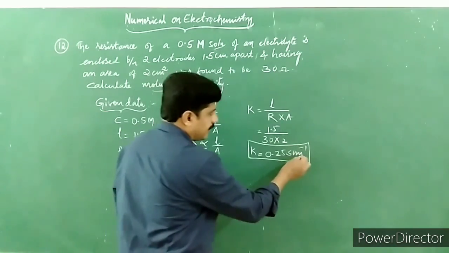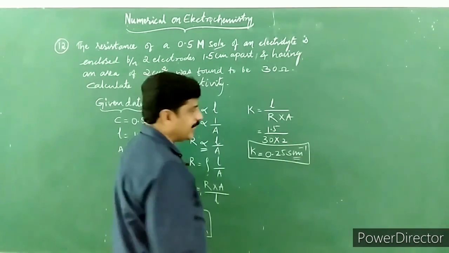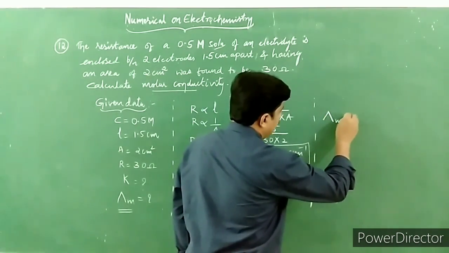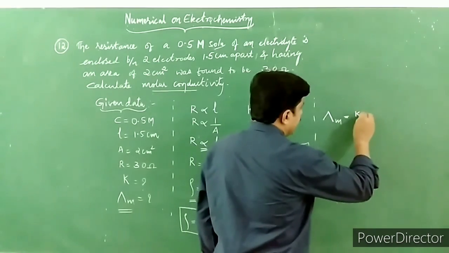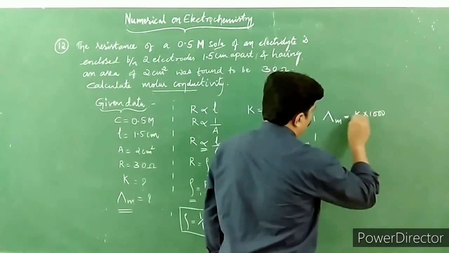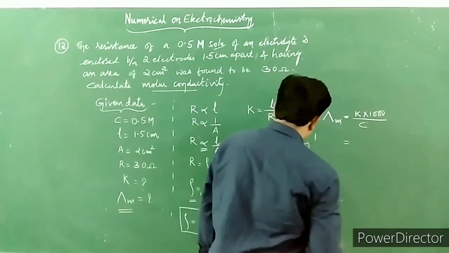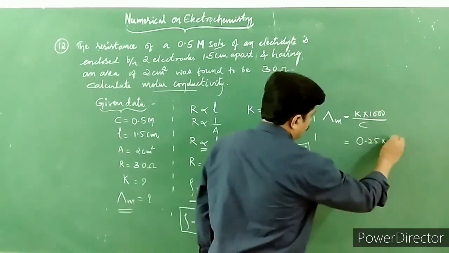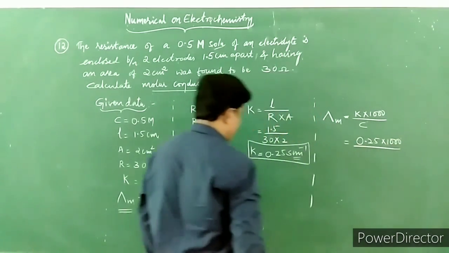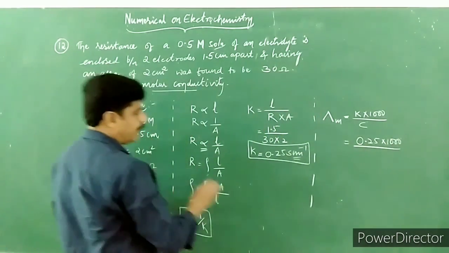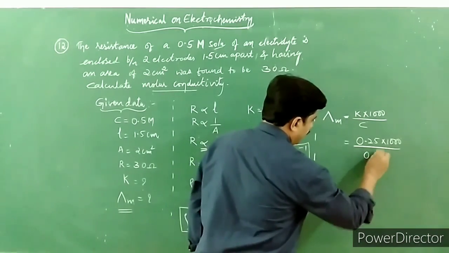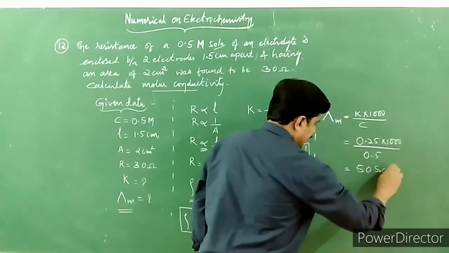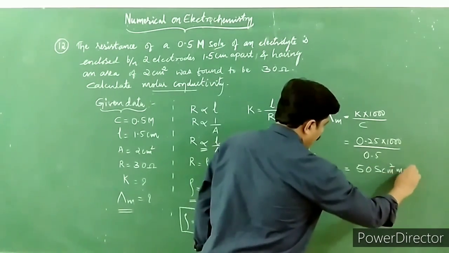Look at here, in the expression we have centimeter. That means molar conductivity lambda m is equal to K into 1000 upon C. Now what is K here? K is equal to how much? 0.25 into 1000 upon C is how much? C is 0.5. Children, if you simplify, you are going to get 50 Siemens centimeter square per mole.